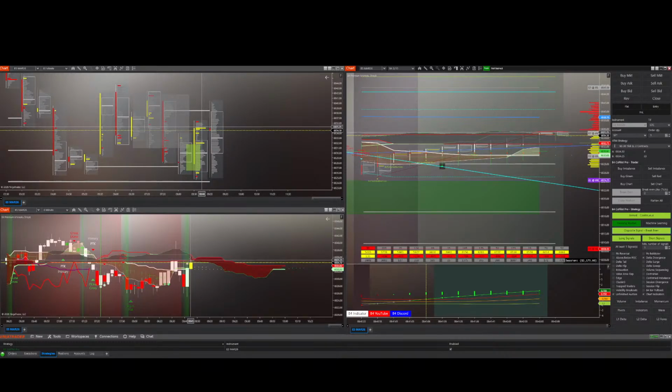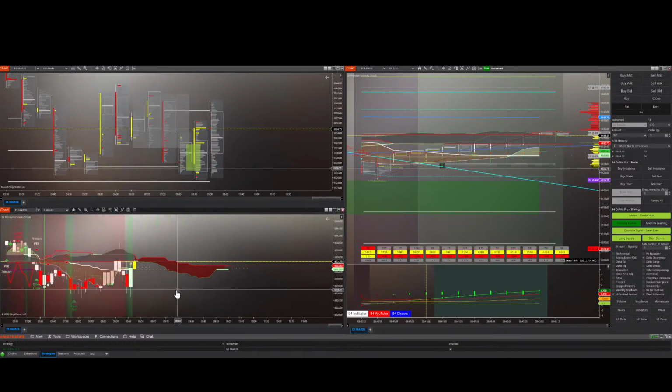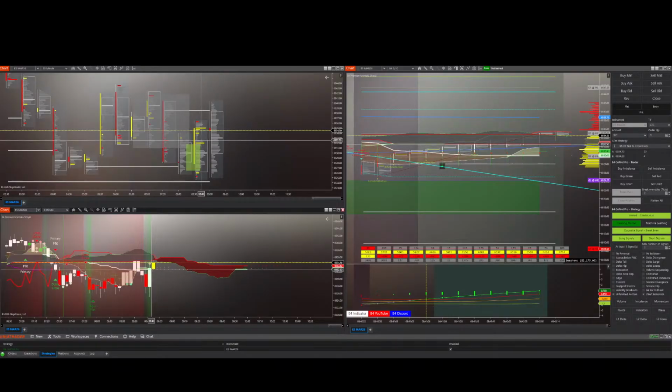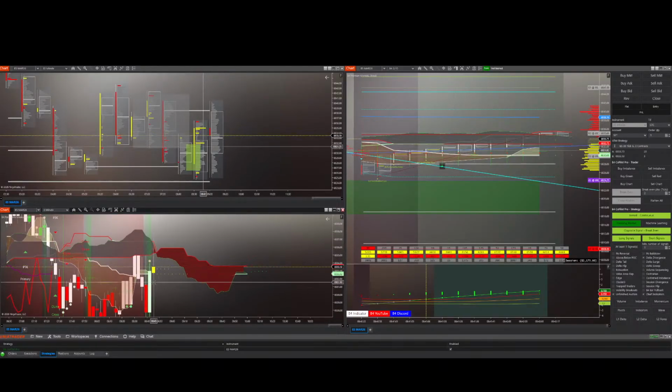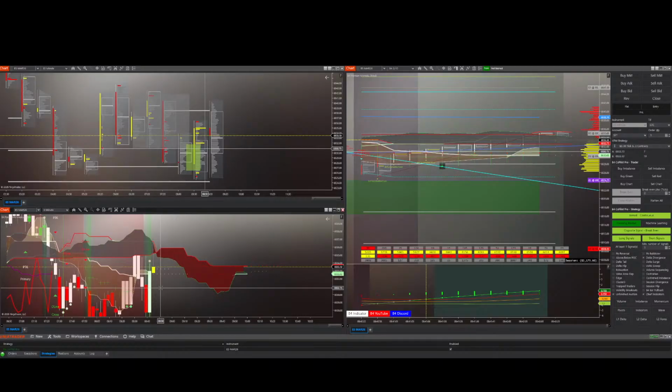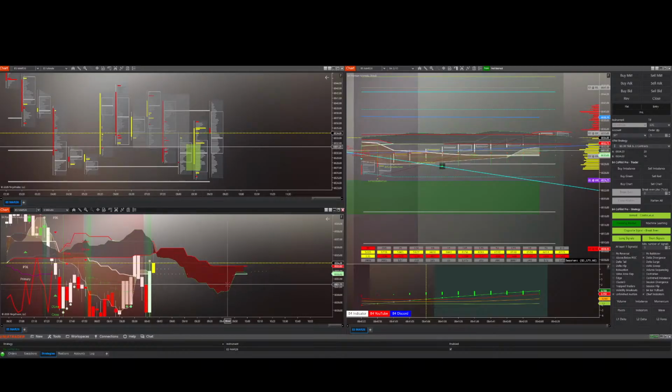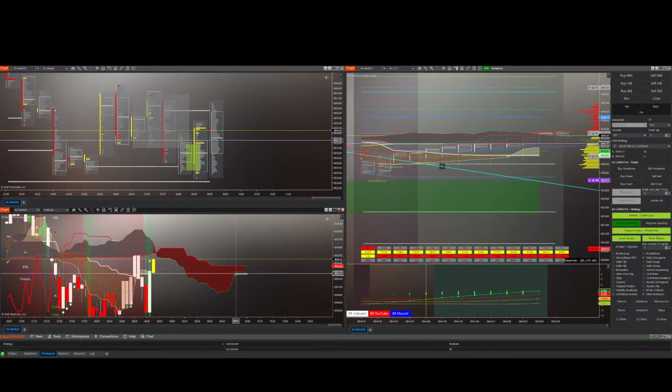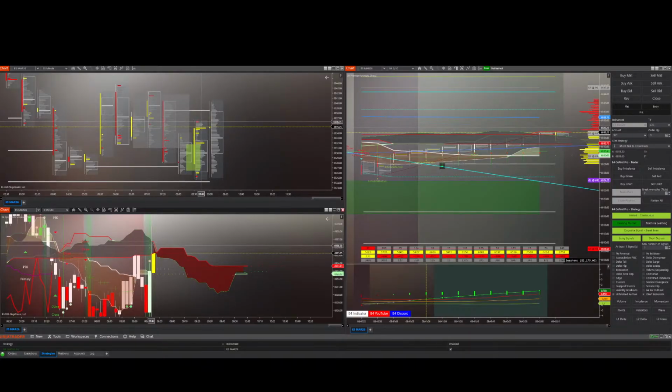Let's see if it's going to break through the cloud here. Got a potential TK cross with our show you dots. That's right here. But it doesn't have a lot of momentum in it. If we get that Kumo twist, it may break. We need to break above the cloud.